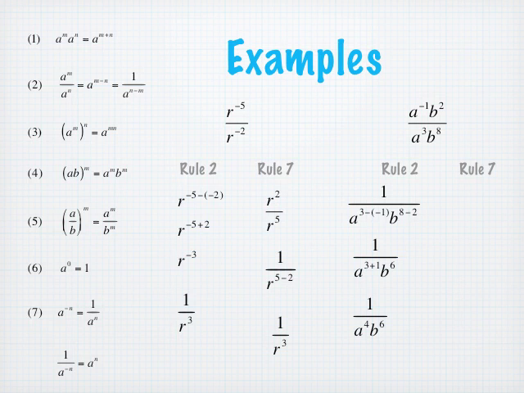Now rule 7 says that rather than just subtracting when I see my negatives, I'm going to move them. So a to the negative 1 would just come down to the bottom, and then I just combine like normal, and I get exactly the same answer. 1 over a to the 4th, b to the 6th.